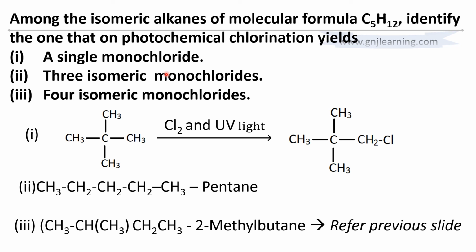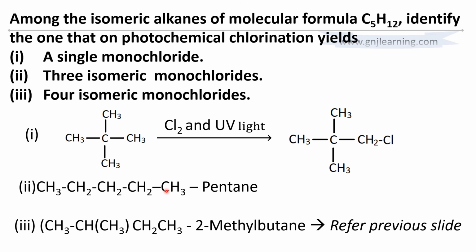We have already seen the one that gives a single monochloride, that is neopentane, isn't it? So among the pentanes, it is neopentane that will give only one monochlorinated product. All other isomers will give polychlorinated products. Clear? And the one that gives 3 isomeric monochlorides is given by normal pentane, or simply pentane without branches. So you can have substitution here, on the first carbon atom, the primary carbon atom, or here on the second carbon atom, or here. These substitutions will give 3 different compounds.